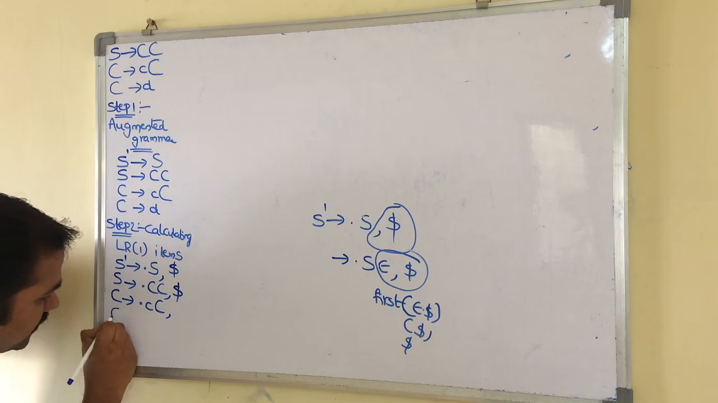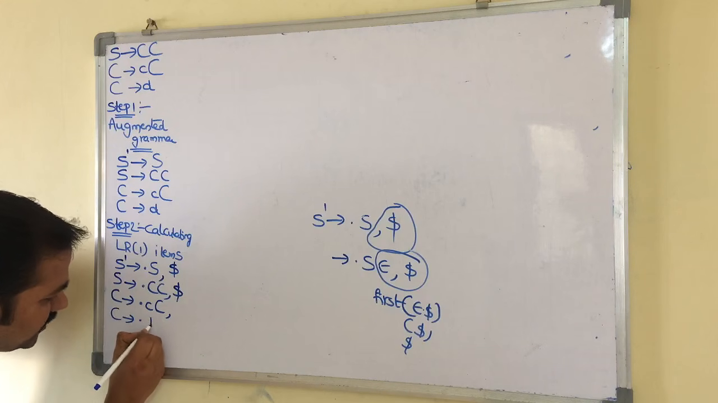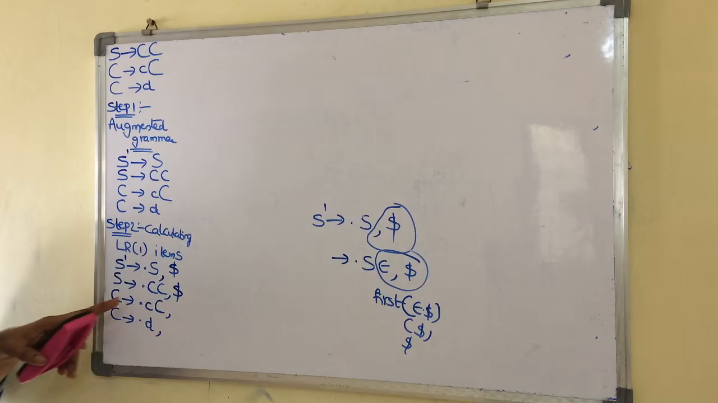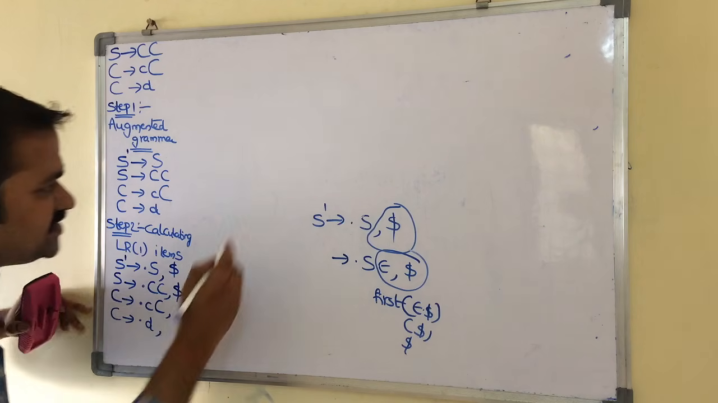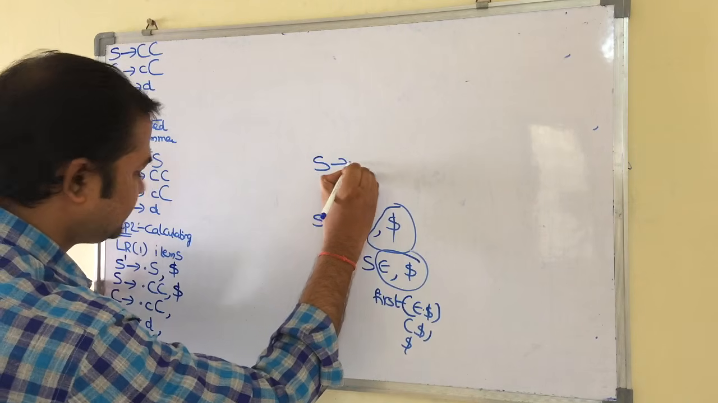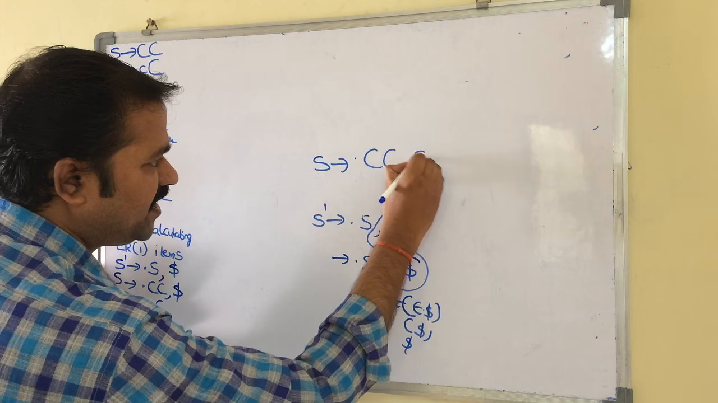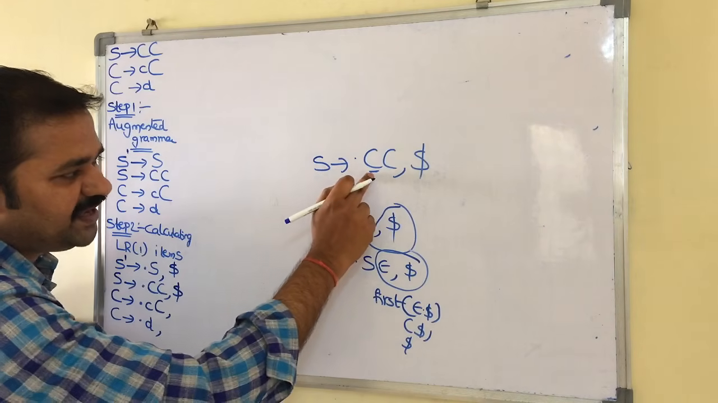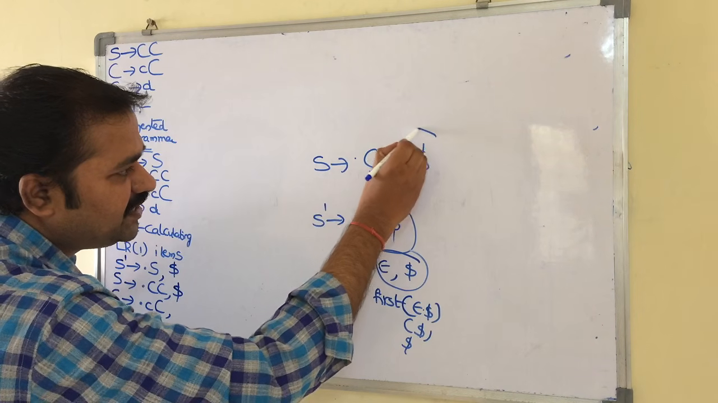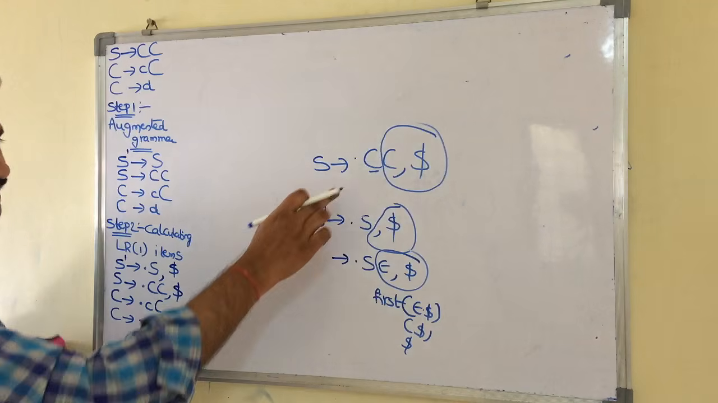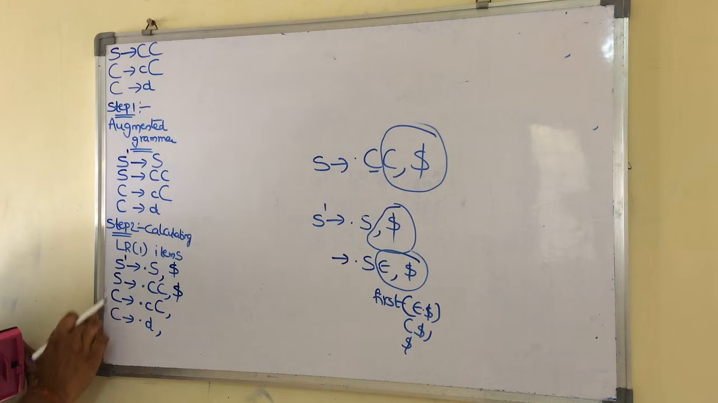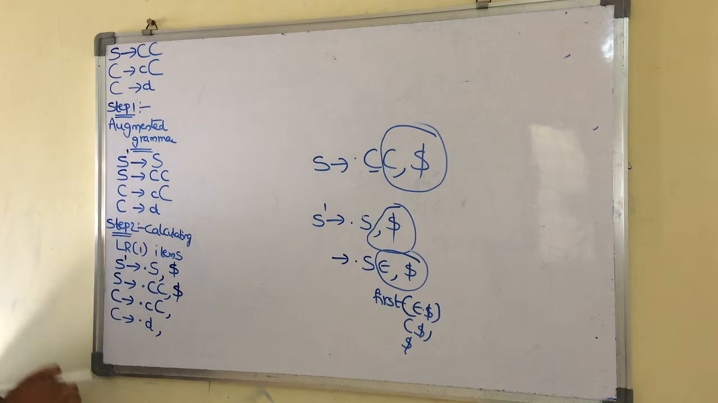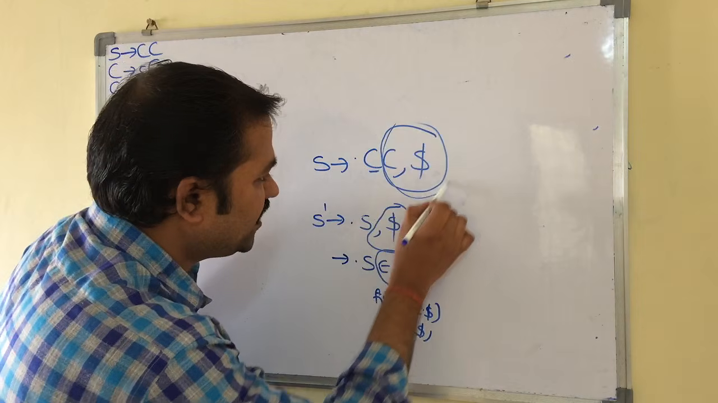So dot CC. Next one, C produces dot D. Next we have to calculate the look ahead part. So here what is the production? S produces dot CC comma dollar. So the C productions are written because after dot we have this C. So we need to calculate first of this part because this C production is written. C produces dot C, C produces D. Okay. So first of C dollar.